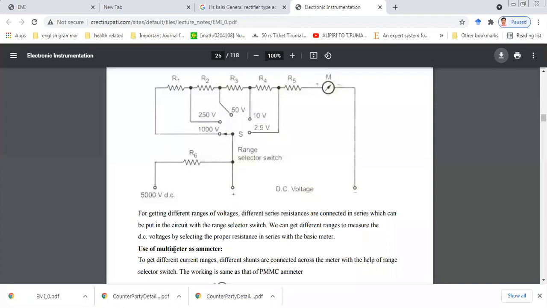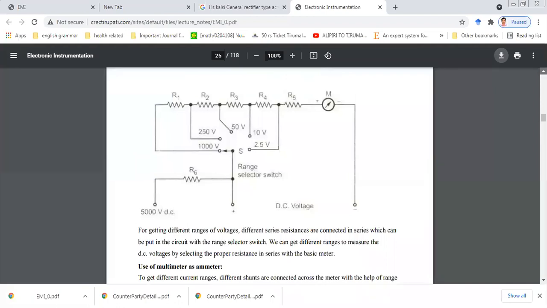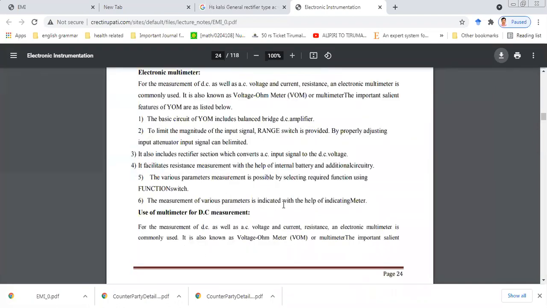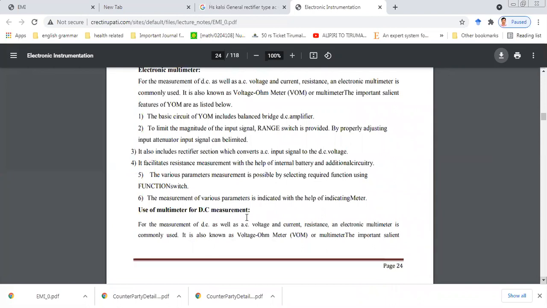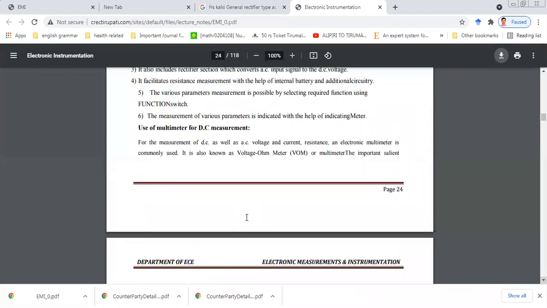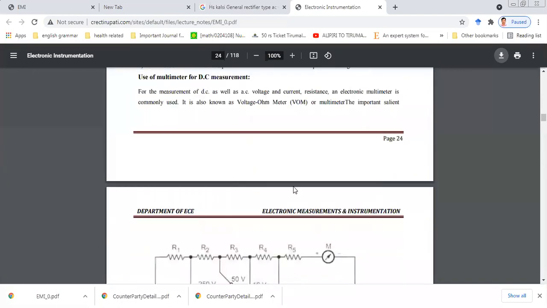So this is the use of the multimeter for DC measurement. How can you use the multimeter for DC measurement? For the measurement of DC as well as AC voltage, current and resistance, an electronic multimeter is commonly used. It is also known as VOM.